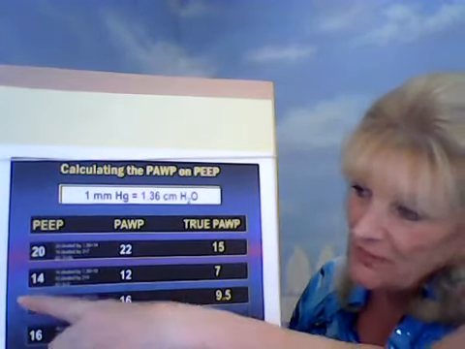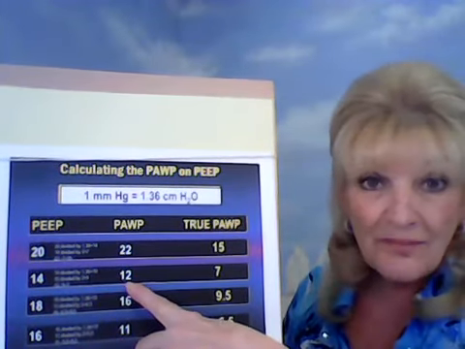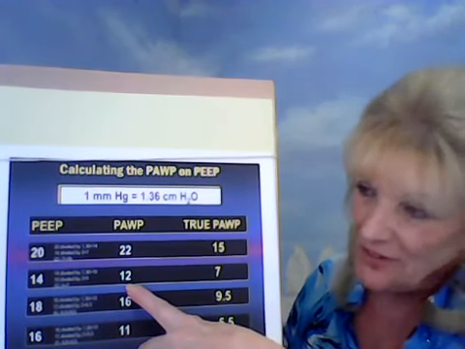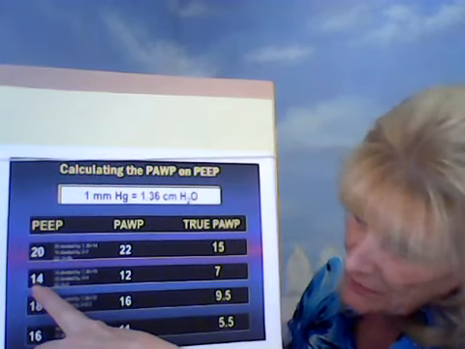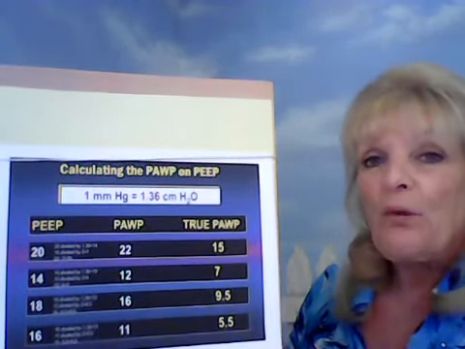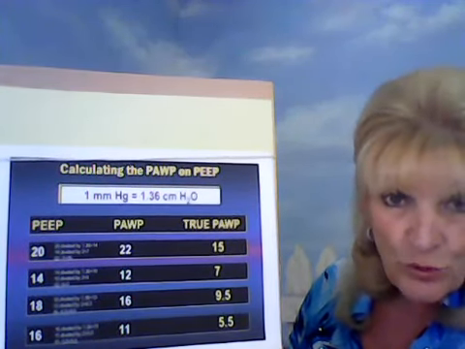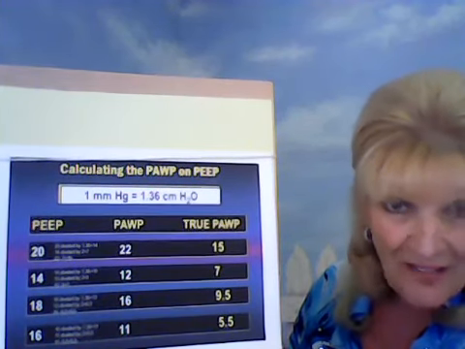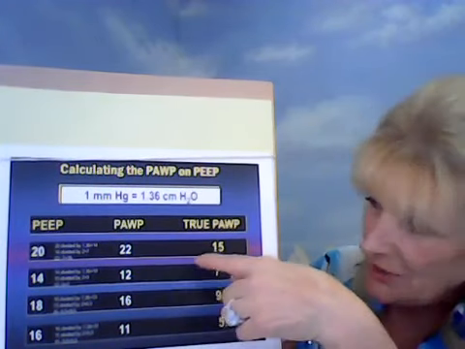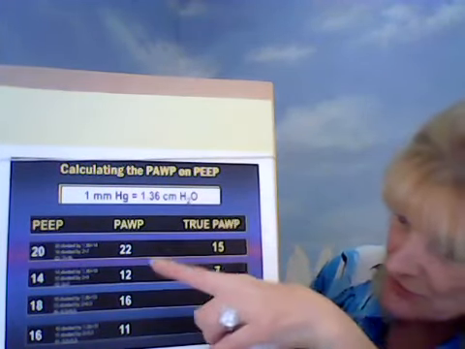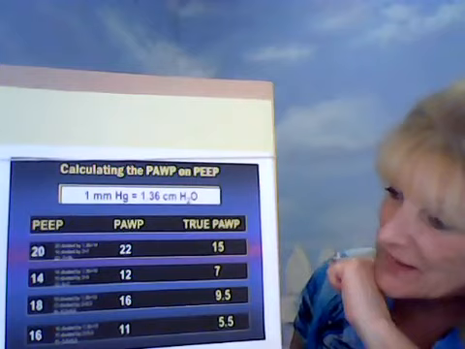You have someone on a PEEP of 14. You got a recorded wedge of 12, but that's not the real wedge because he's on a PEEP greater than 10. So you take the PEEP, which is 14, divide it by 1.36, and you get 10. Divide that by 2, and you get 5. You take that number and subtract it from your recorded wedge in order to get the real wedge. So the recorded wedge was 12, but the real wedge is 7. There's a big difference there.